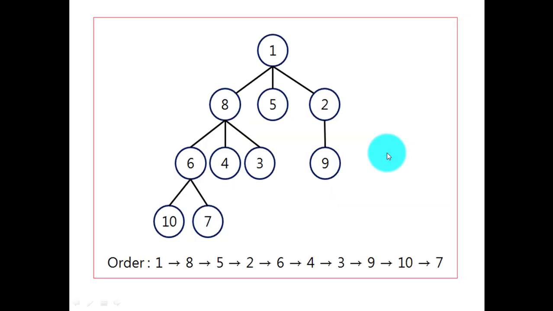Got it? Now I am giving one more example. Consider this graph: 1, 8, 5, 2, 6, 4, 3, 9, 10, 7. If we conduct breadth-first search here, the sequence of the path that will be returned will be 1, 8, 5, 2, then 6, 4, 3, 9, then 10, 7. Is this clear? If any doubt still exists in your mind, do ask me through a comment. I'll respond to those comments.